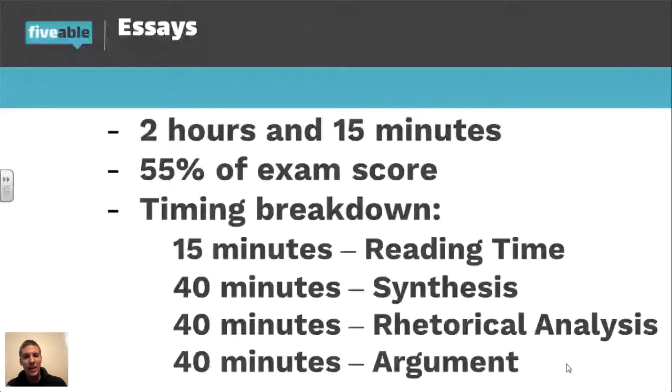So, timing breakdown. This is what College Board does recommend, and I certainly do as well. So 15 minutes of reading time. Now, this is just recommended, but this is what I would do. In the reading time, I would only focus on synthesis. So you have 6 to 8 sources. You're going to read and annotate through them, and then you're going to figure out which ones you are going to use in your synthesis argument. And I say it very intentionally that way, because synthesis is an argument essay.